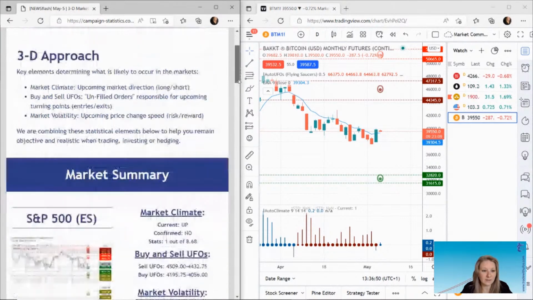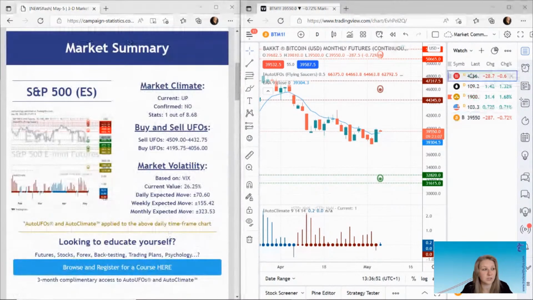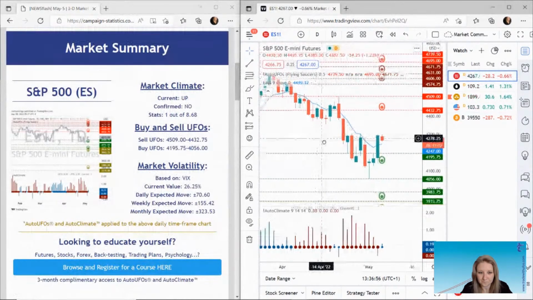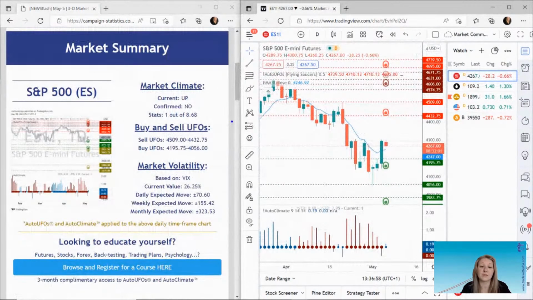So we are starting with the S&P 500, which is the top 500 US stocks. That's what we have here. Now, everything we're looking at is on a daily chart. So different things happen on different time frames. Everything that we're looking at today is relevant to a daily time frame. So with the S&P, we have a thin dot on our auto climate. That tells us that there's not enough probability in either direction. Can't be called one way or the other.